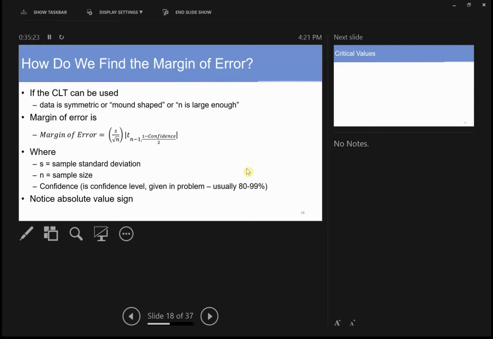Is that better? Or worse? I just need to blur. There you go. Okay, all right.